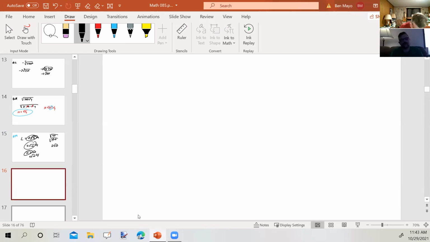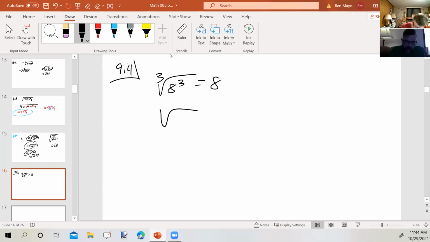All right, I want to sort of review some things that if we think about it, we already know, but we're going to apply those. The cube root of 8 cubed is 8, right? And the square root of 5 squared is 5. And the 7th root of 32 to the 7th power is 32. You okay with that? Mm-hmm.